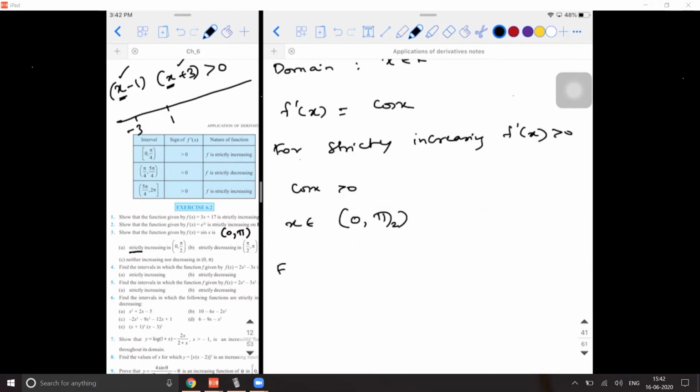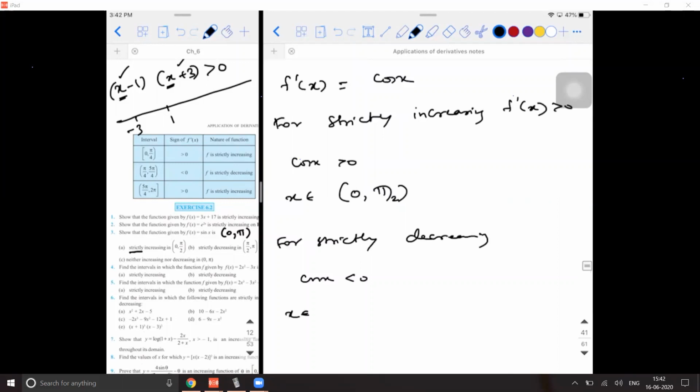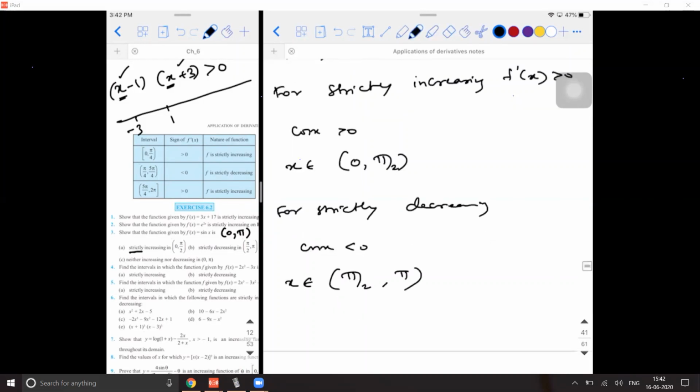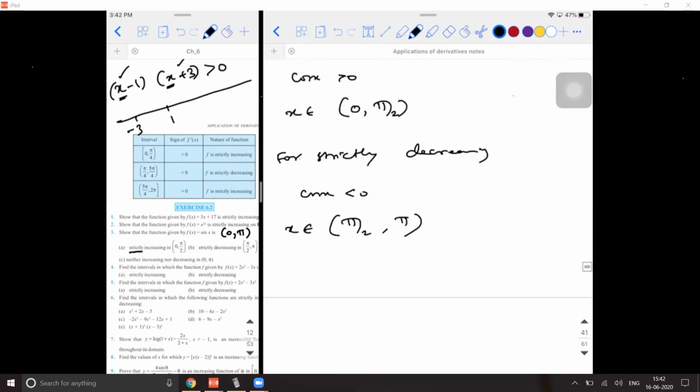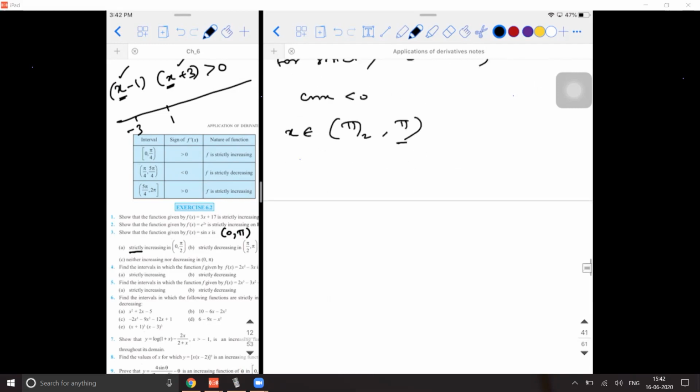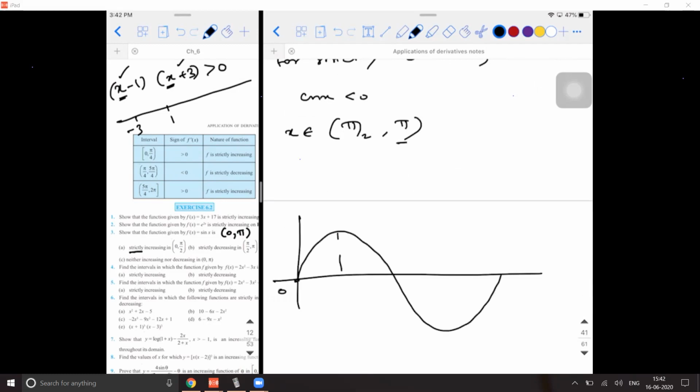Similarly, for strictly decreasing, what will happen? Cos x should be less than 0. So what should be the value of x? It belongs to pi by 2 to pi. So this is what is supposed to happen. Similarly, neither increasing nor decreasing will happen between 0 to pi, because from 0 to pi by 2 it is increasing and from pi by 2 to pi it is going to decrease. So how is the graph for sin x? The graph for sin x is going to be like this. So this is 0, this is pi by 2 and this is pi. So this part is not required at all.